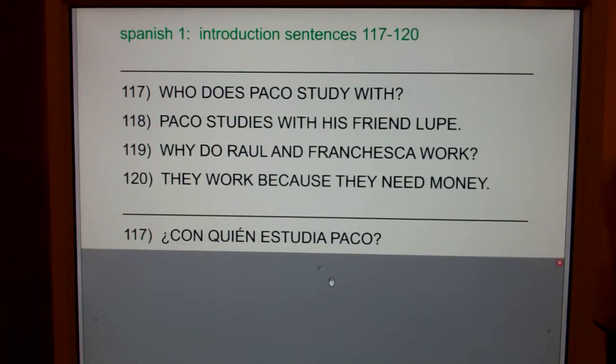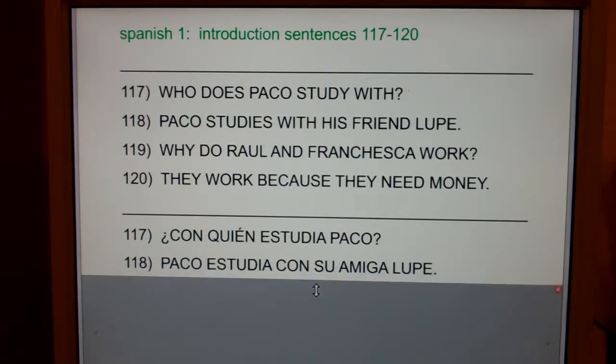118. Paco studies with his friend Lupe. Paco estudia con su amiga Lupe.